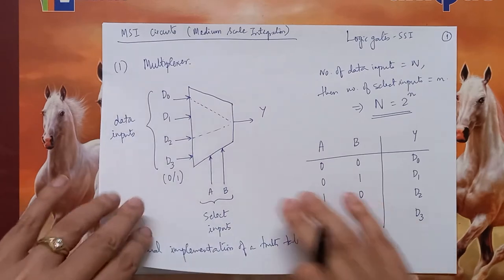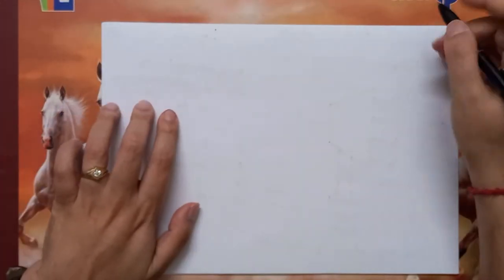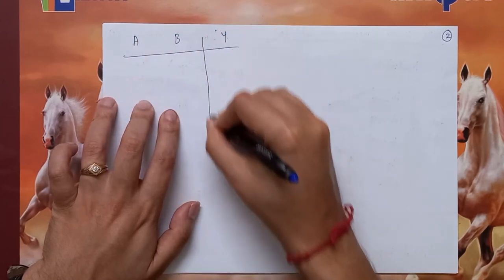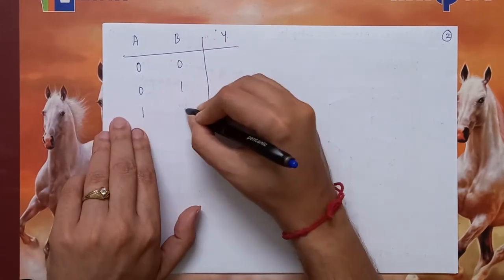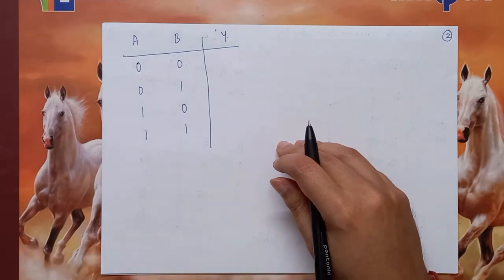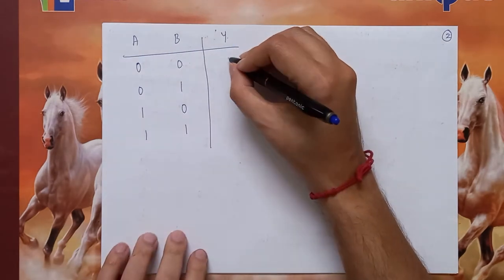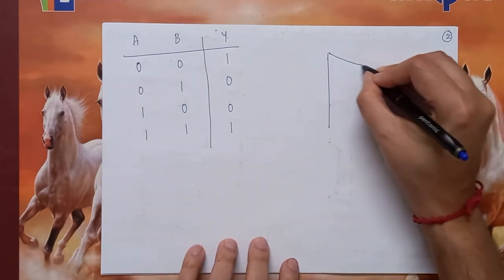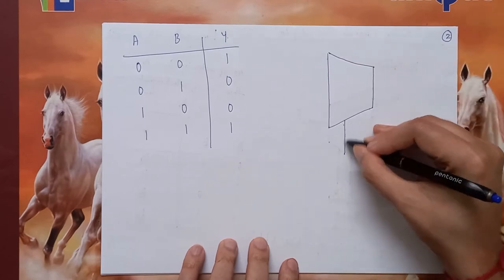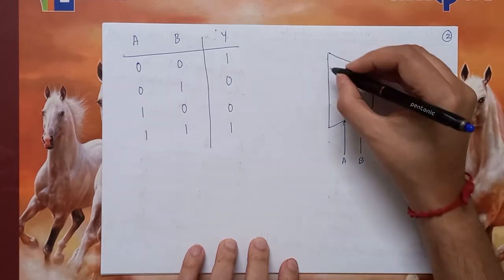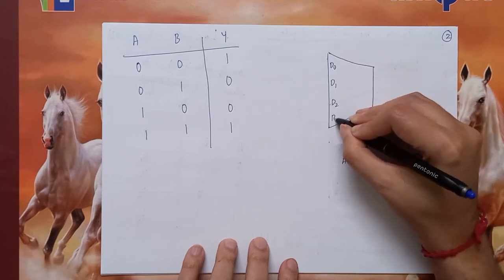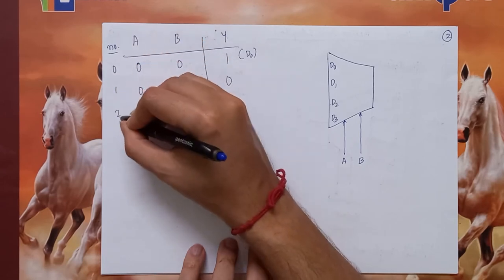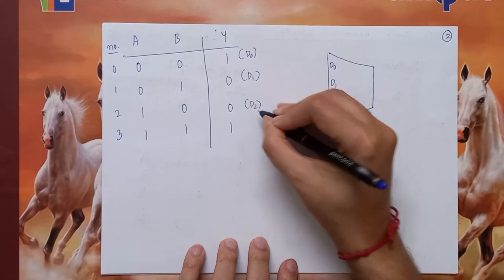So let us take an example and see how this works. Let's suppose I have a logic function which looks like this. Now suppose Y could be just about anything. Let's say it's 1, 0, 0 and 1. So if I were to show the multiplexer, it would look like this. There would be two select inputs, A and B. Now I would label D0, D1, D2 and D3. So this corresponding to 00 would be D0. Essentially, you can see that the row number is what I am calling the data input number. So this will be D1, this will be D2, this will be D3.